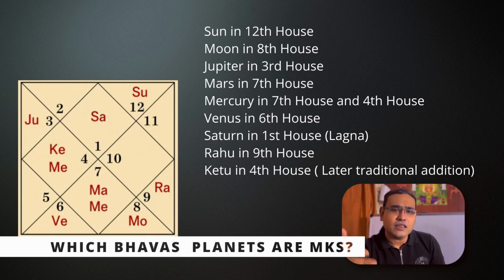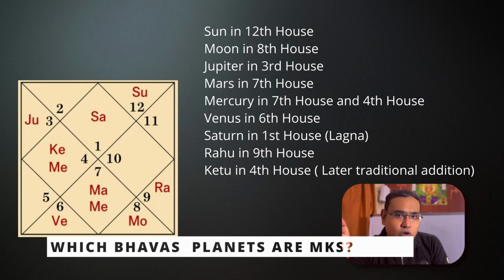Marana Karaka Sthana is a house and significator mismatch. It is so much so that the planet almost loses its power. The significations of the planet almost get destroyed. According to Brihad Jataka, the sun is MKS in the 12th house.